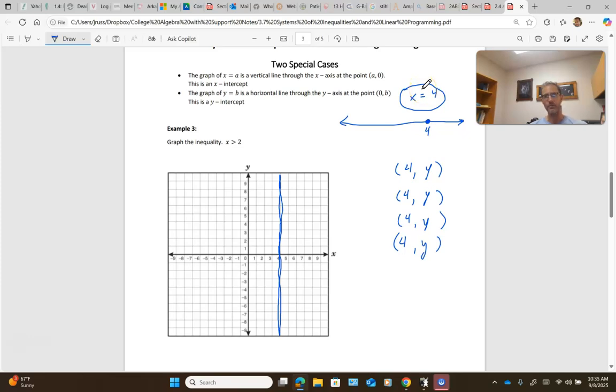Okay? So what I'm trying to get at is that anytime you have an equation that just says x equals and there's no y, you're going to get a vertical line. And similarly, if you have an equation that just says y equals, you're going to get a horizontal line that goes to the y-axis at whatever that number is. That just means that all of those ordered pairs would have the same y coordinates and all different x's. All right, so that's what you need to know for this little section here.